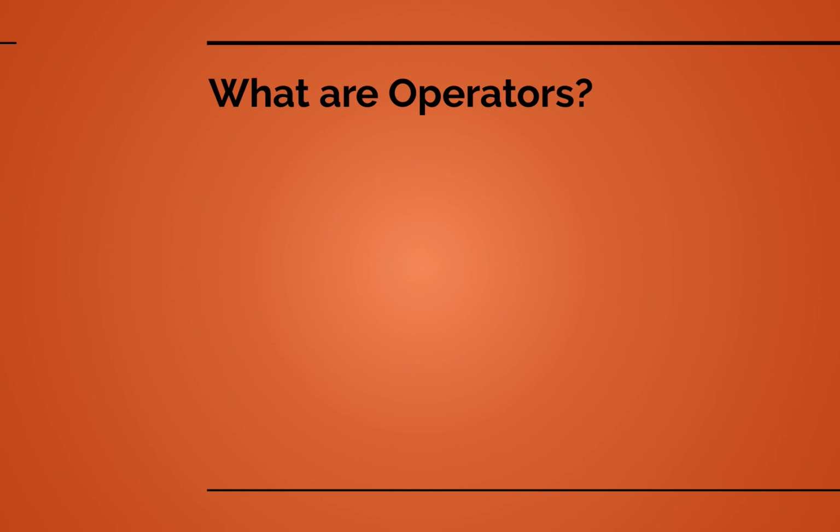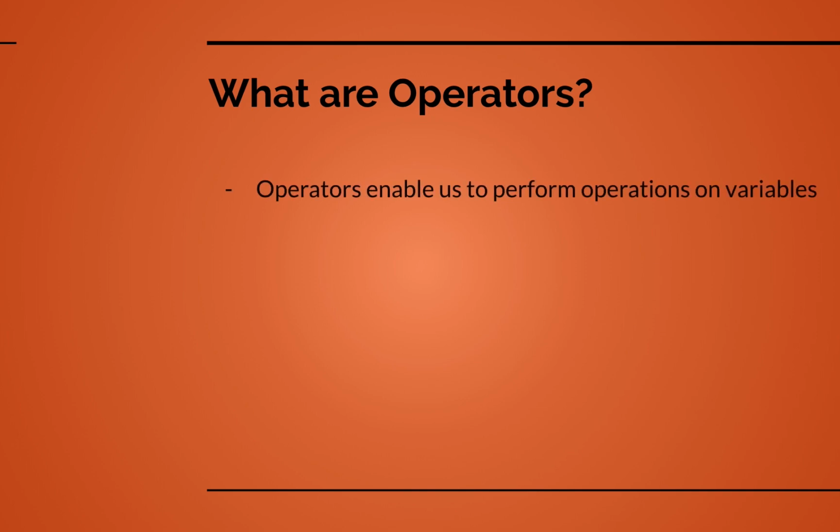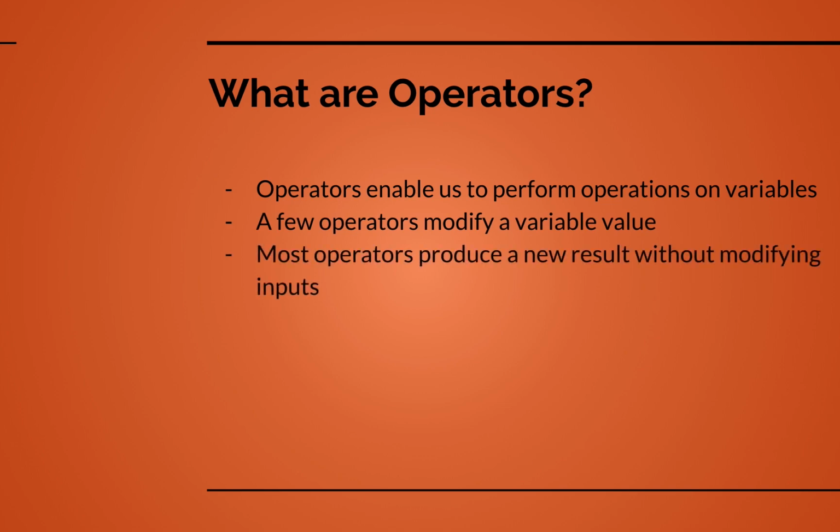Okay, so for starters, what are operators? What do they do for us from a programming standpoint? Well, operators enable us to perform various operations on variables. That makes sense, fairly intuitive. A few of the operators actually modify the original variable value, but most of them don't. It's important to note that distinction, that some of the operators will change the original value.